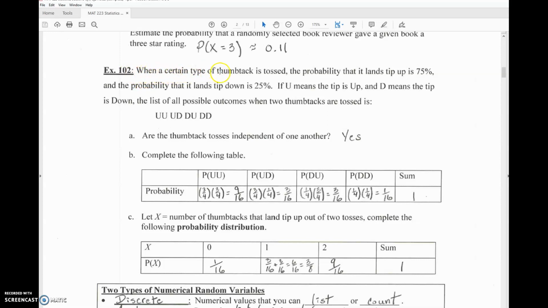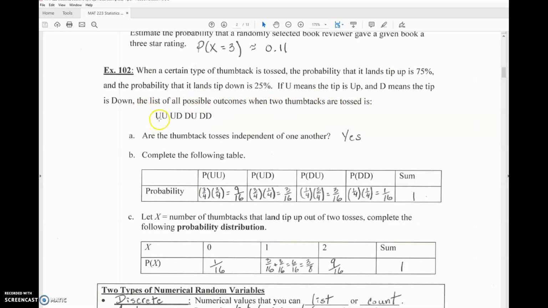When a certain type of thumbtack is tossed, the probability that it lands tip up, so you imagine a thumbtack tip up means that the tip is not lying down touching the table, that's 75%, or 0.75. And the probability that it lands tip down is 25%, or 0.25. So let's let U mean the tip is up, D means the tip is down. So the list of all possible outcomes when 2 thumbtacks are tossed is the following.